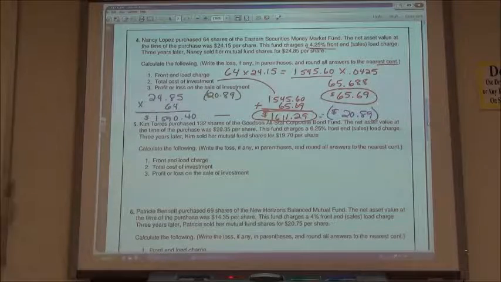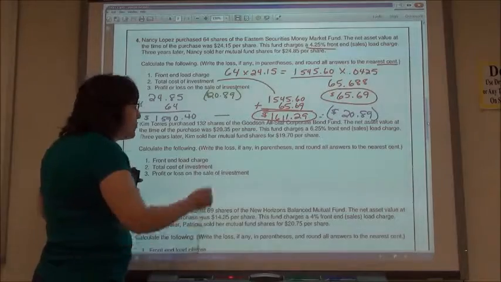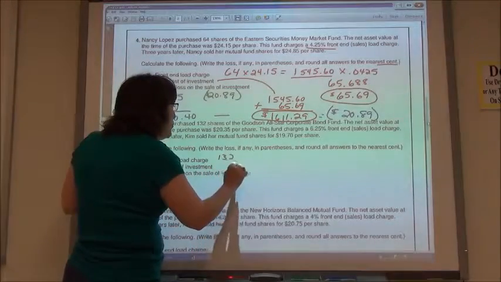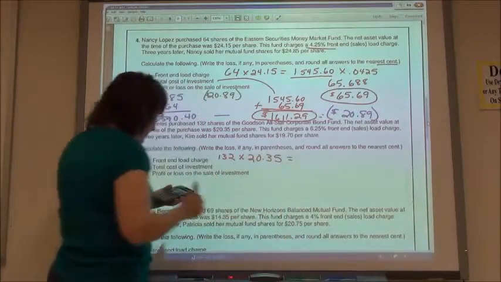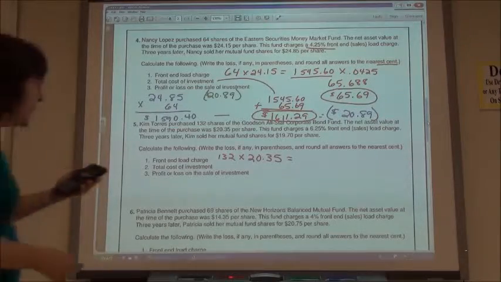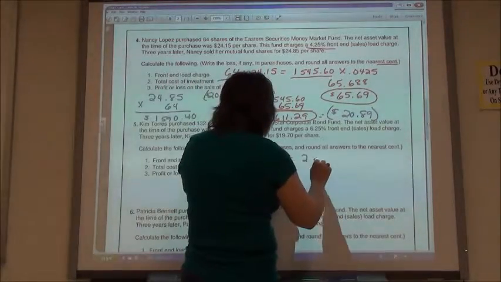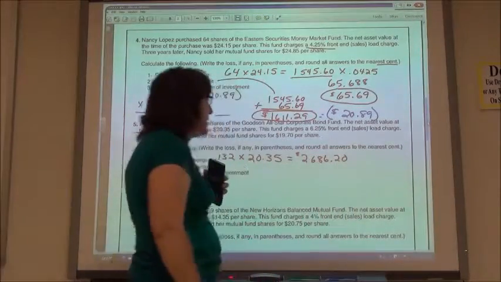Calculate the following. First of all, the front-end load charge. So we have to find out what the purchase amount was. 132 shares at $20.35 a share. So 132 times $20.35 would be $2,686.20 for her purchase price.